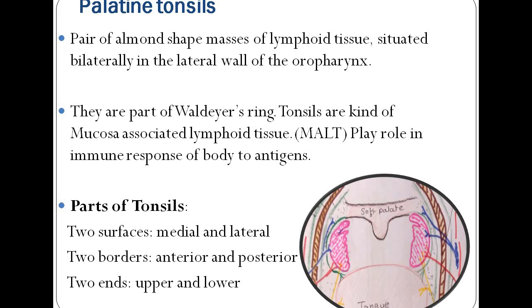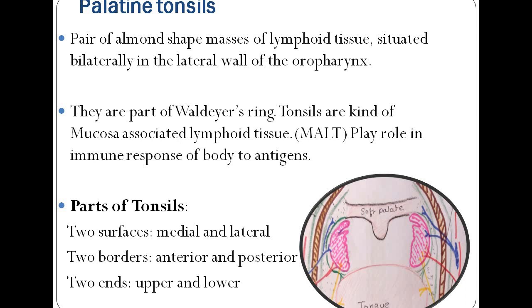oropharynx. So when we do the oropharyngeal examination, below the soft palate, behind the tongue, on each side we can visualize the tonsils. They are part of Waldeyer's ring, that is MALT, mucosa associated lymphoid tissue, and these tonsils play an important role in the immune response of the body to antigen.